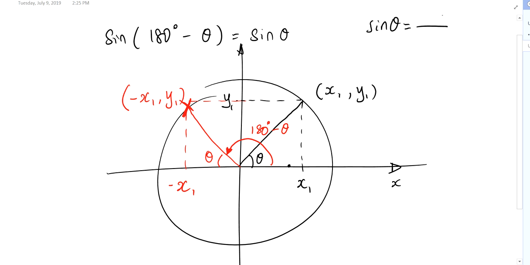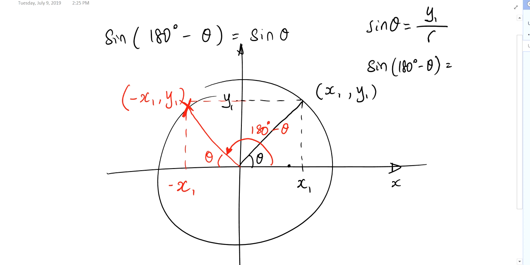x1 or y1? y1 divided by r. Do I have r over here? I don't have it. You can also call it square root of x1 squared plus y1 squared, right? Pythagoras, we did that earlier on. 3 squared, 4 squared, 5 squared. So for simplicity, let us call it r first. Now we have our sine of 180 minus theta.